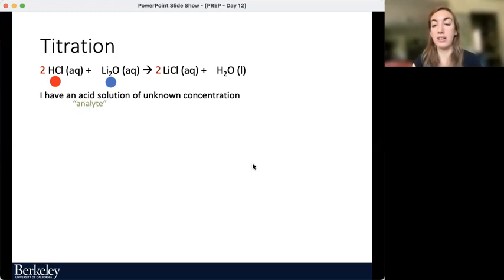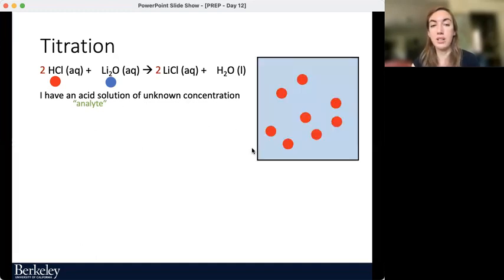That's what's called an analyte. It's what I'm going to analyze to try to figure out its concentration. I don't know the concentration of my acid, but I want to figure it out. So what that means is I just have a solution that has some amount of this acid in it, but I don't know how much is in it yet.